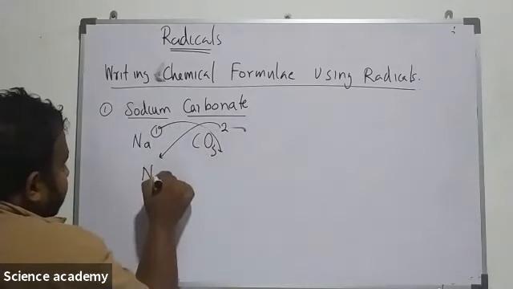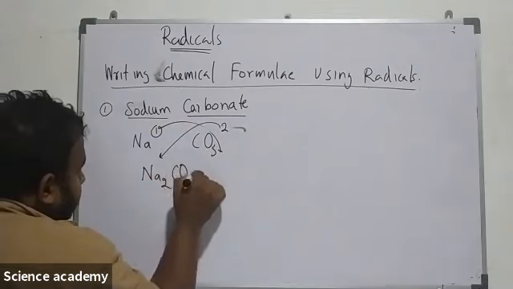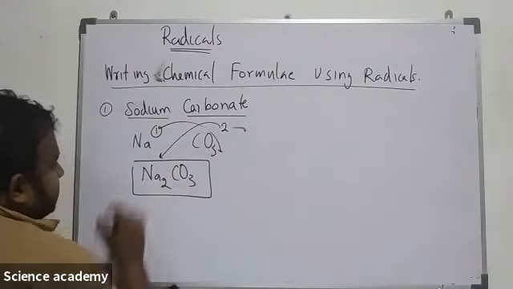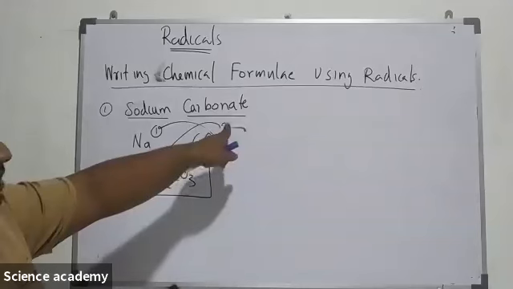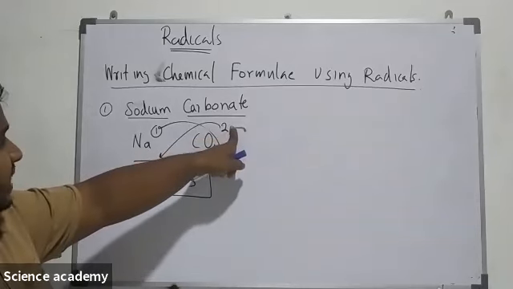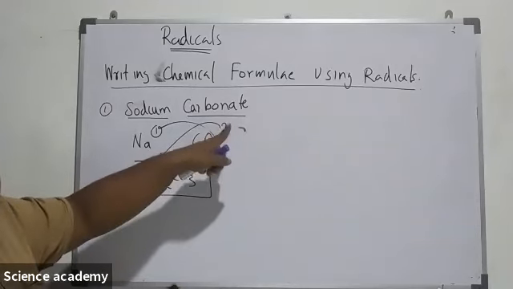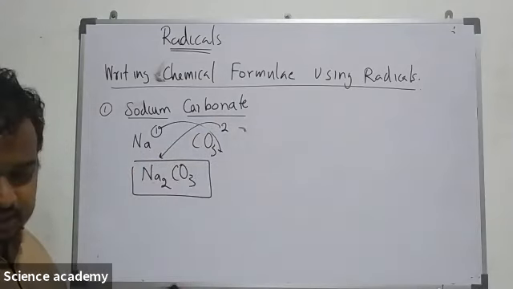So it's going to be Na2CO3. Once you write the formula, of this 2 minus, only the 2 will be taken as valency; the minus will be neglected.